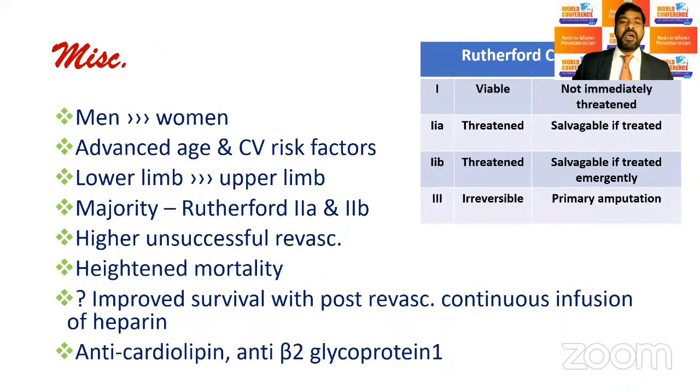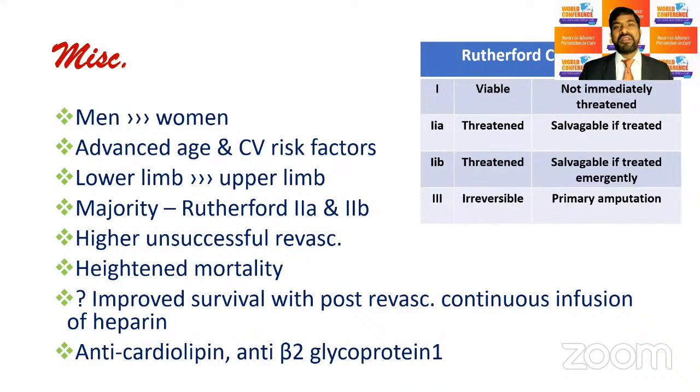A few other points worth mentioning: like I already mentioned, there is a male preponderance to the extent of 70 to 80% of those presenting with acute limb ischemias being men, and invariably most of them had associated cardiovascular risk factors. Many of them were above 60 years of age. Lower limbs were more often the ones affected, to the tune of 60%, with upper limb ischemias presenting in 30 to 40% of the times.